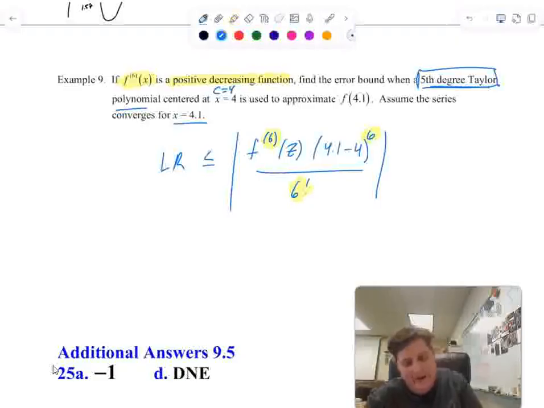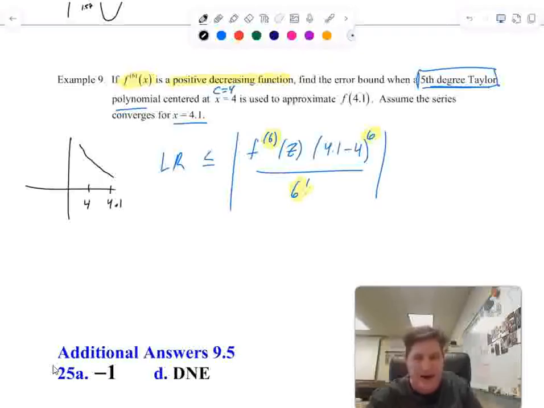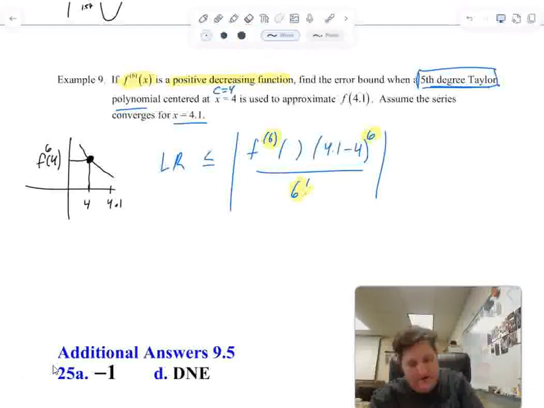Match that up. Now, if this is a positive decreasing function, when I'm looking between 4 and 4.1, where is the max going to be? The max is going to be at 4. Now, it didn't tell me anything about the function, so at 4, the max is f of 4, or the sixth derivative at 4, right? Because that's what I'm graphing. So I would just go in here and say, hey, it maxes out at 4, and I don't have any more information, and so that's my answer.